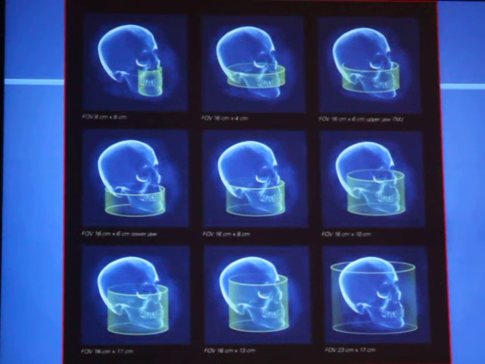And different machines have the capacity to take different sizes of tissue exposure. It can be a very small area where just a few teeth on one quadrant can be recorded, or it can be as big as the whole skull, mainly for maxillofacial surgical reasons.